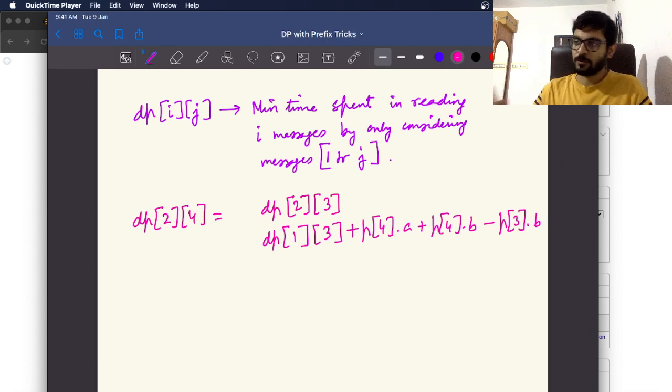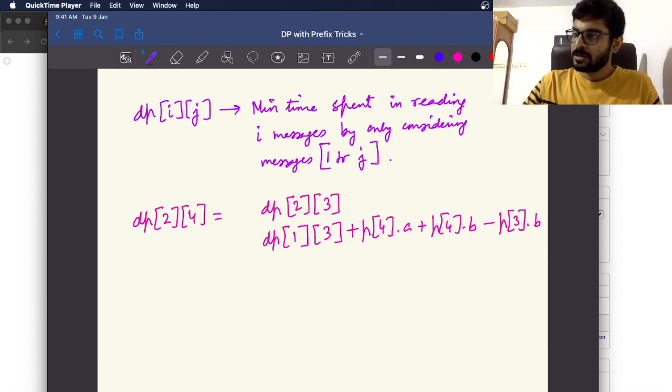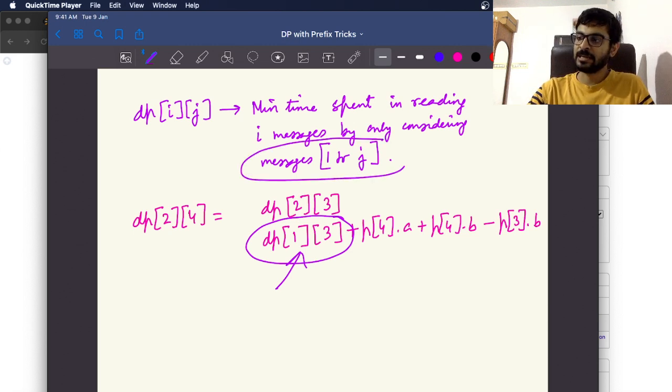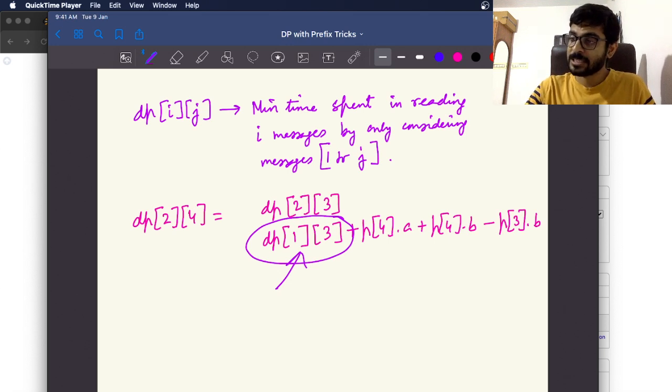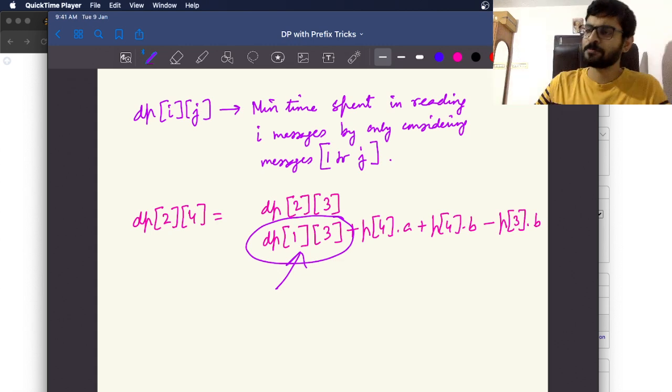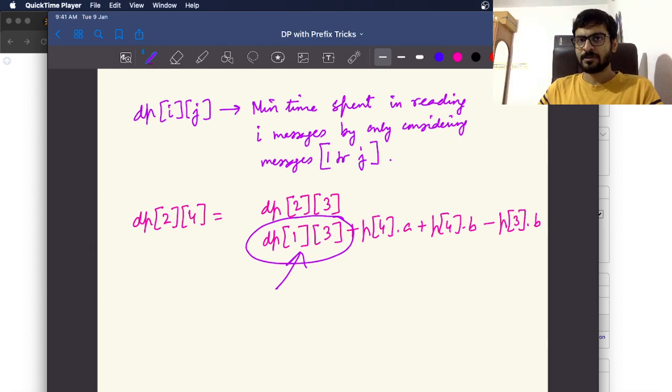There is one big question over here. For this, one thing is necessary. I am subtracting P3 dot B, so definitely P3 dot B should be present, which means I may have to change this definition slightly: considering messages 1 to j, and j must be present. So basically the last message is the jth message, and that has to be guaranteed. But what if that is not the case? Let's say I don't impose that constraint. Then what can be the flaw?